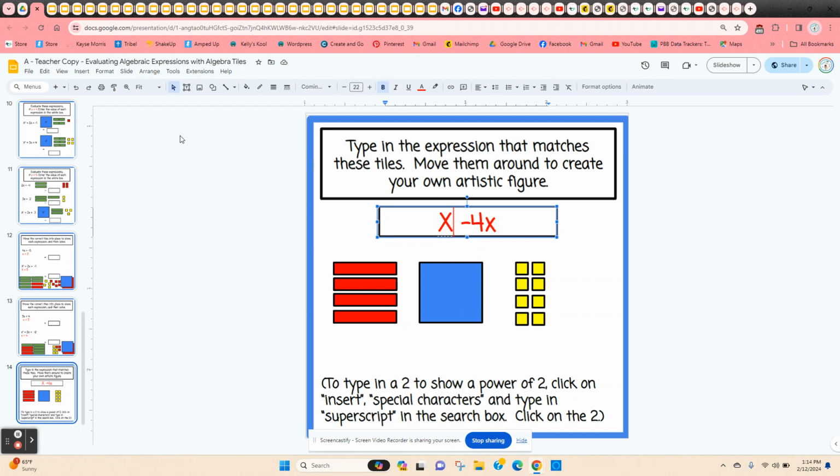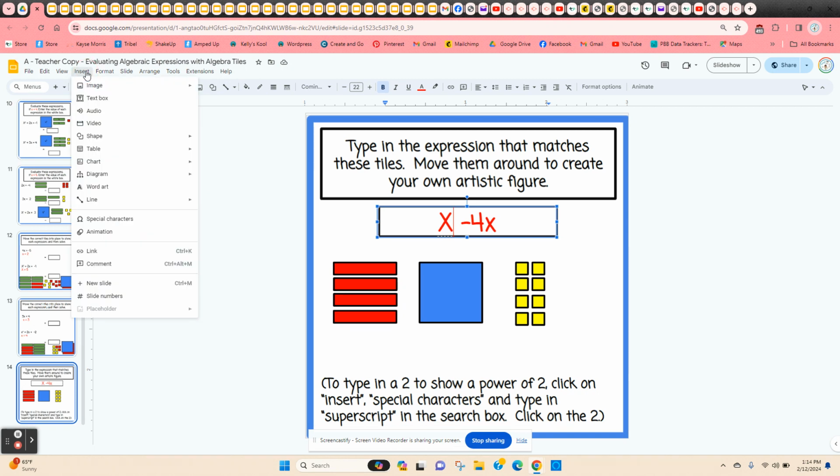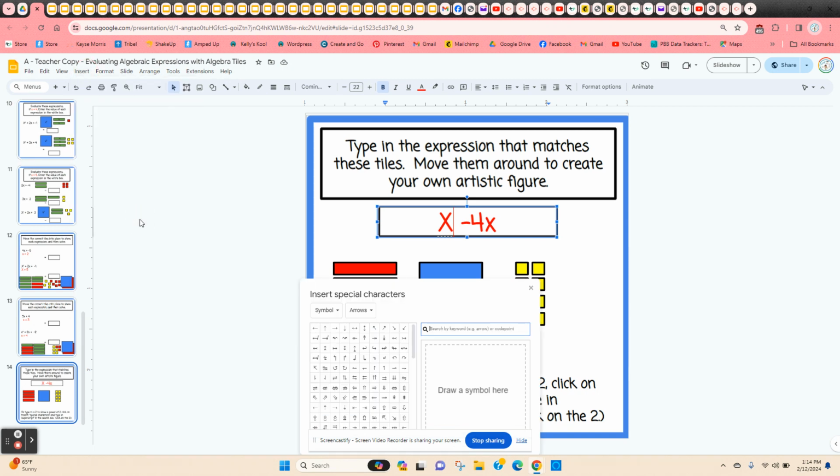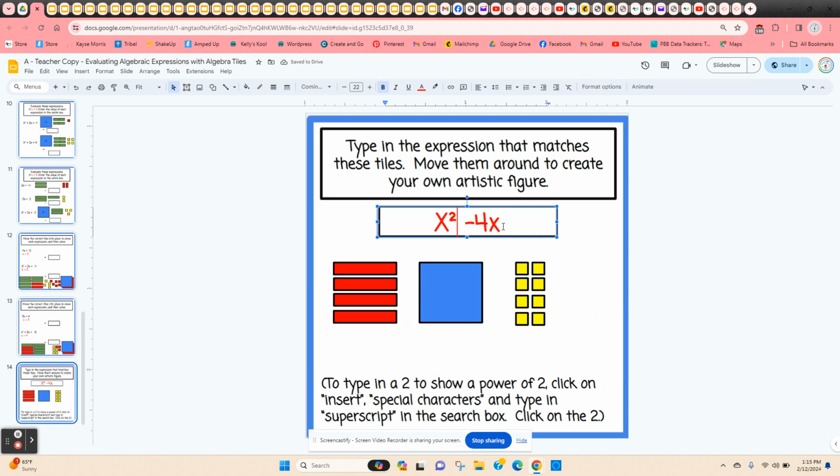There are different ways to do this, but they can come up here to insert special characters, and then they type superscript, and that's written at the bottom of the slide. And then they can just choose the exponent of 2. So here they have an x squared, negative 4x, plus 8.